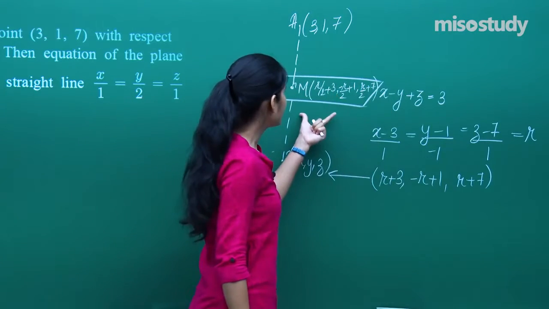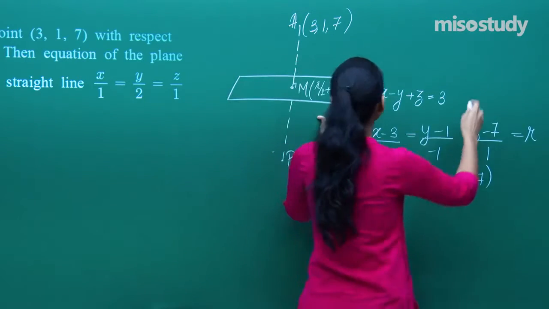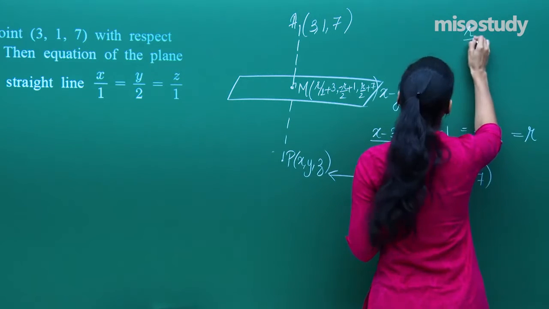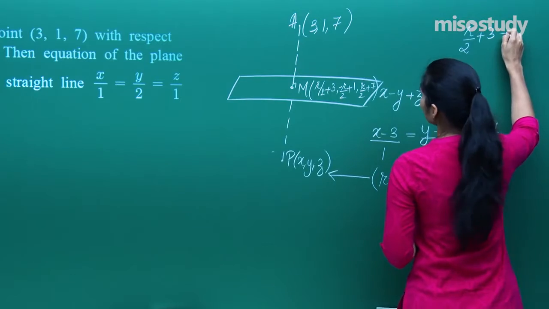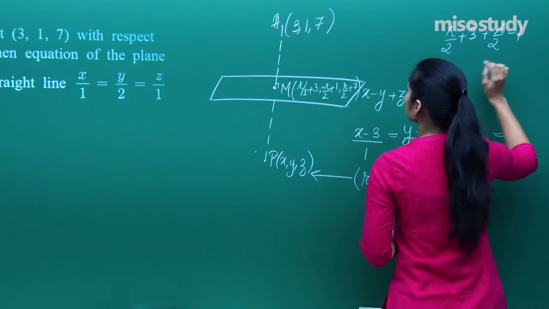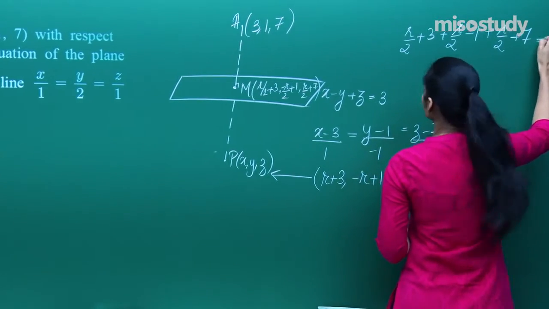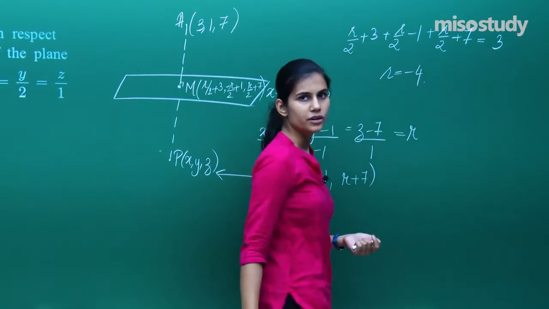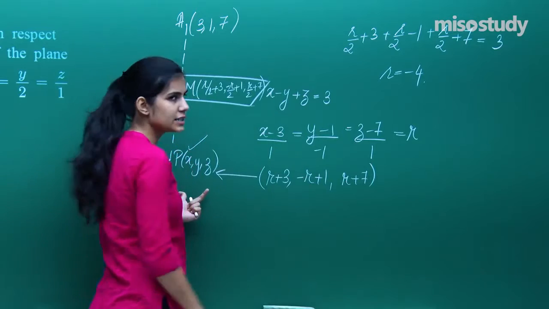Now this is the midpoint which is obviously lying on the plane, so its coordinates will be satisfying the equation of this plane. So I am going to have x minus y plus z equals 3. So it is r by 2 plus 3 minus (minus r by 2 plus 1) plus r by 2 plus 7 equals 3. From here you will get r equals minus 4. The moment you get r equals minus 4, you have successfully got the coordinates of P.